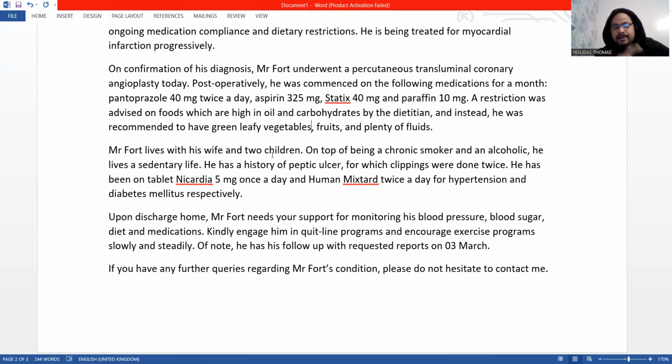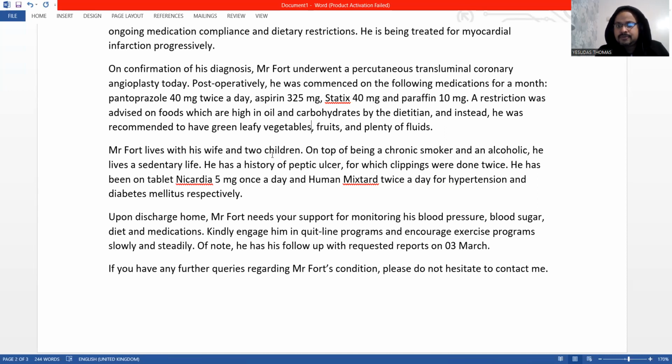He has been on tablet Nicardia. So he has some other tablets, tablet Nicardia once a day and Human Mixtard twice a day for hypertension and diabetes mellitus, respectively. So be very sure of the use of respectively. So we have Nicardia 5 mg, Human Mixtard. These two medicines are given, Nicardia for hypertension, Human Mixtard for diabetes mellitus. That's why we have used the word respectively there. Instead of writing two sentences, we made it one sentence there.